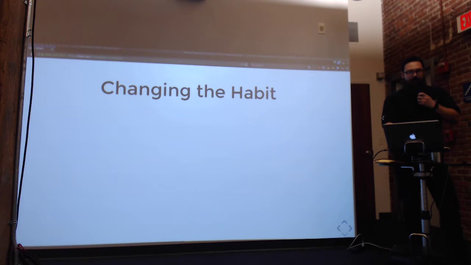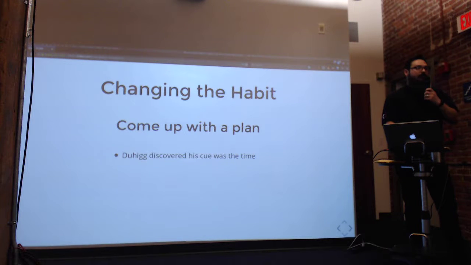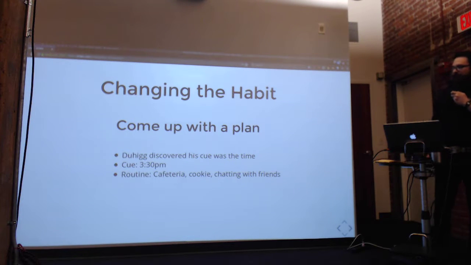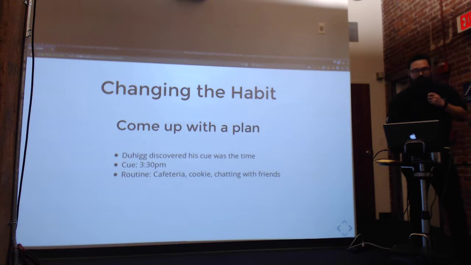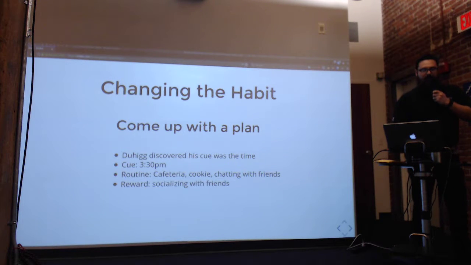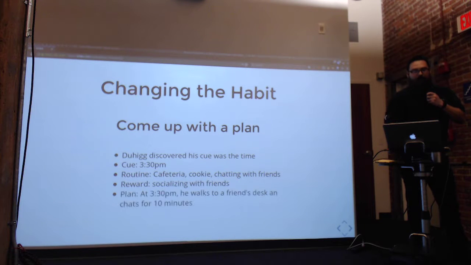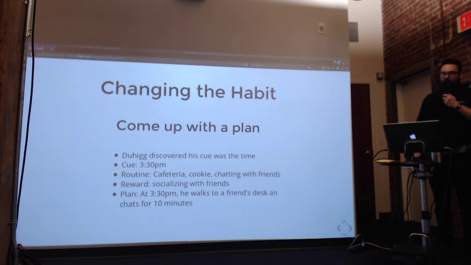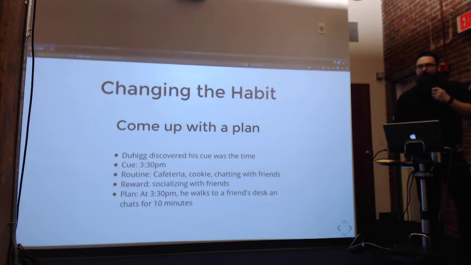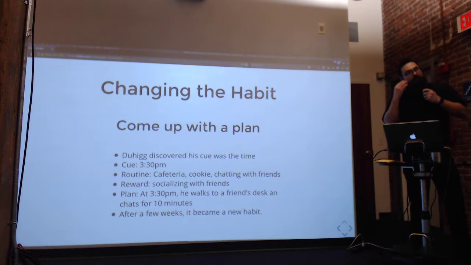And then to change the habit, you come up with a plan. Since Ludwig discovered that his cue was the time of day, 3:30, every single day he'd go to the cafeteria, get a cookie, start chatting with friends, and he knew that the reward was the chatting with friends and socializing. So he came up with a plan. At 3:30, he would walk to a friend's desk and chat for 10 minutes. Not sure if the friend was happy with him coming up and talking to him the whole time, but after a few weeks, it became a habit, and he didn't have a cookie all the time now.